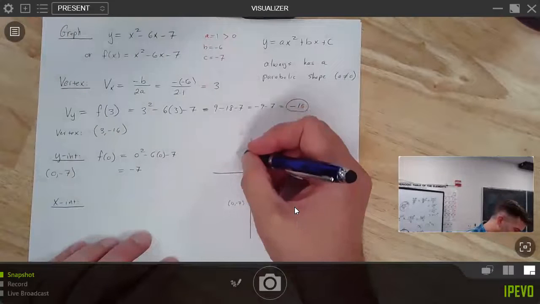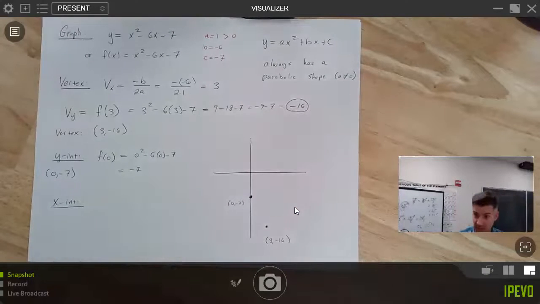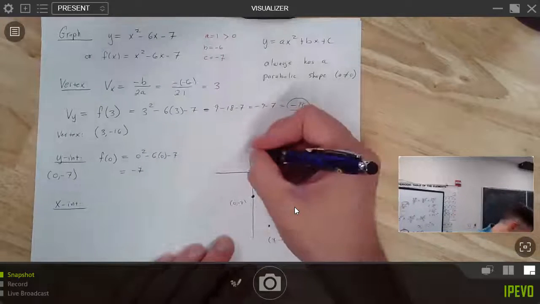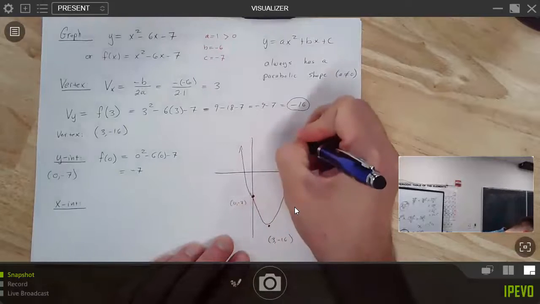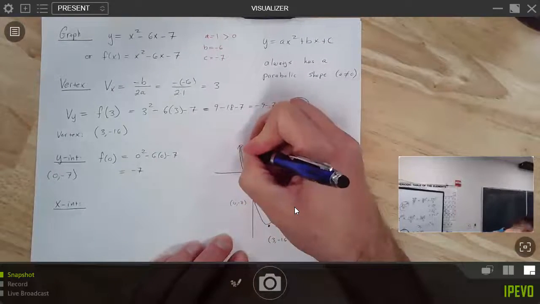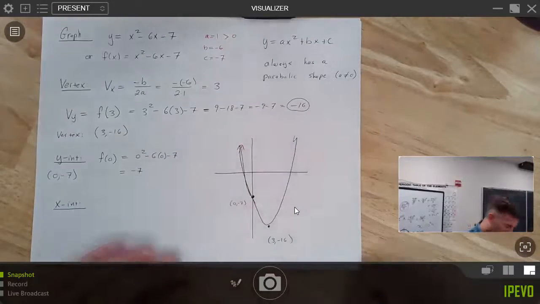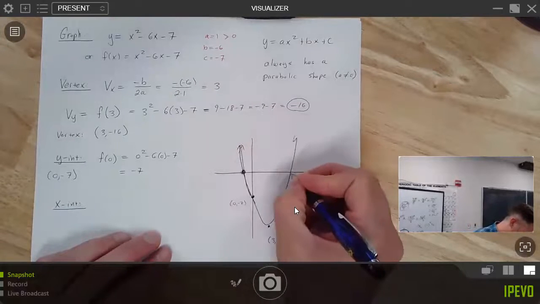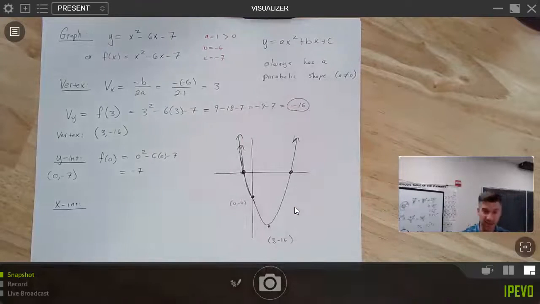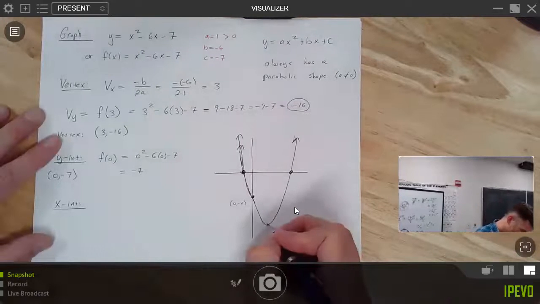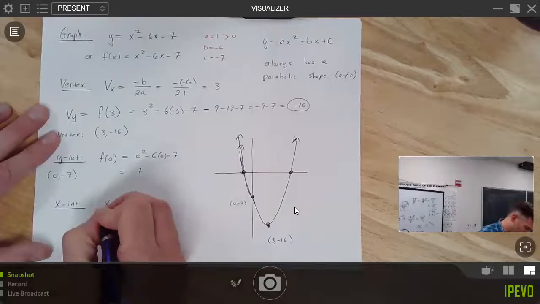And since it opens upwards, we can see that we're going to have x-intercepts, because it's going to have to cross the x-axis. Also, my parabolas don't always look very good. So I've got a couple of x-intercepts. There they are. So now let's find them. I'm going to set this equation equal to 0.